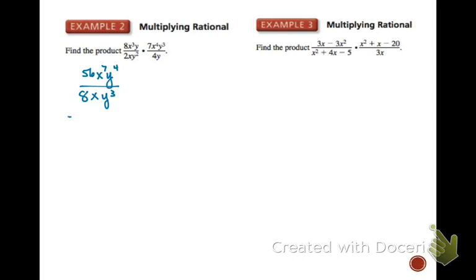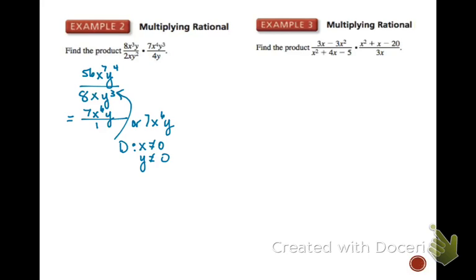Now I can divide out common terms. So I'll get 56 divided by 8, which is 7. X to the 7th divided by a single x is just x to the 6th, and then y to the 1st power, all over 1. So I don't need to write that as a fraction. And then I need to exclude for my domain that x cannot equal 0 and y cannot equal 0.